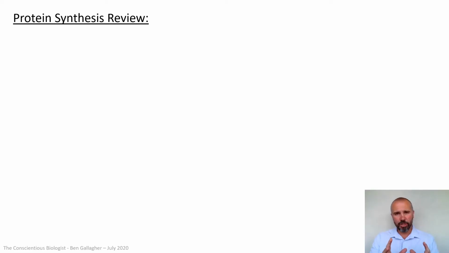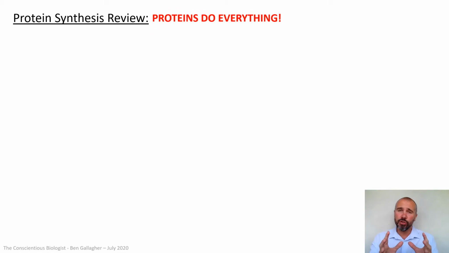So to understand evolution, you really first need to make sure you fully understand what DNA is and how DNA is involved in protein synthesis. Because you'll remember from the phase 1 videos, proteins do everything. Everything about an organism or a cell on its own is controlled by the proteins that it can produce. So let's just quickly review how that happens.